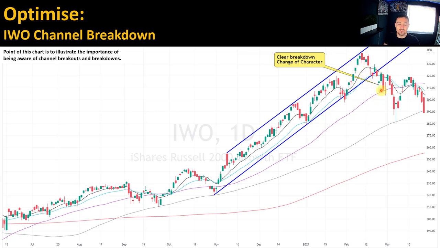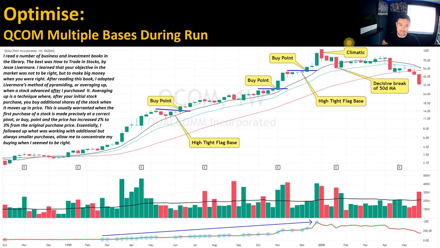As you can see here in the IWO, you could go and look at the S&P 500. There was a big trend channel going into Q1 of 2020, obviously the COVID crash coming through. So you want to be aware of trend channel breakouts to the upside, but also breakdowns to the low side as well.